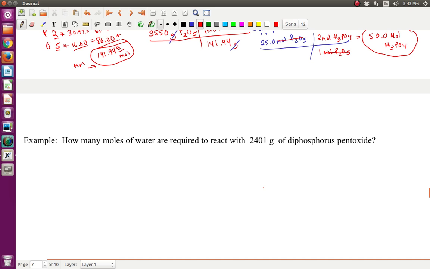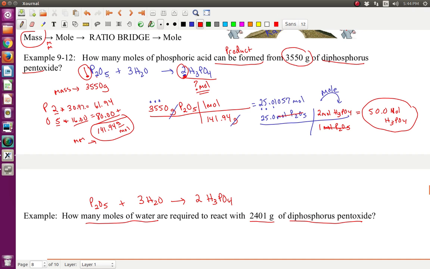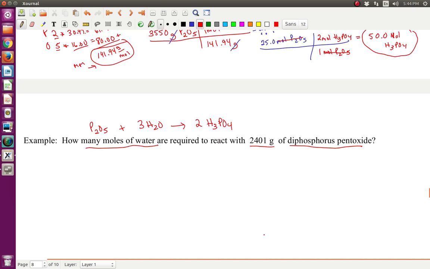All right, let's do one more. Let me write it out. We have 2,401 grams of diphosphorus pentoxide, and I want to know how many moles of water are required. So let me write out the equation. Now you can see the equation. Remember the coefficients in front. This is a 1, even though it's not there. These coefficients in front all represent moles. Every one of these is moles. How many moles in the recipe? So the question is, how many moles of water are required if I have 2,401 grams of diphosphorus pentoxide?